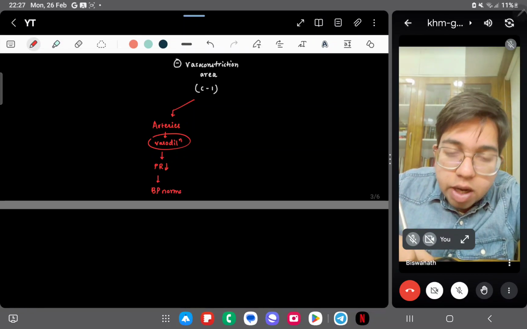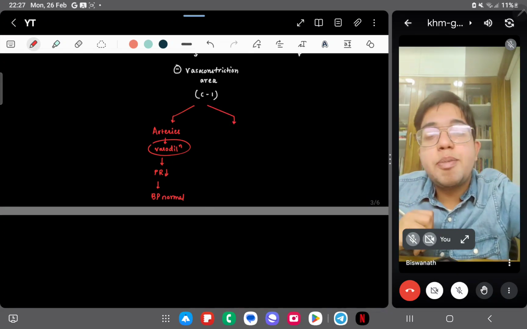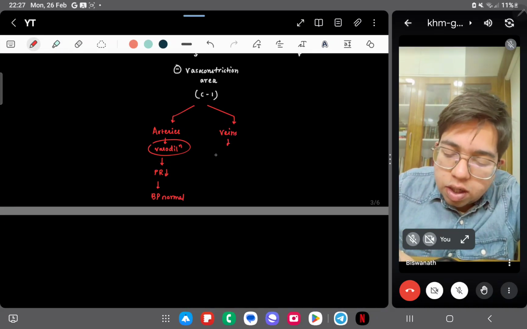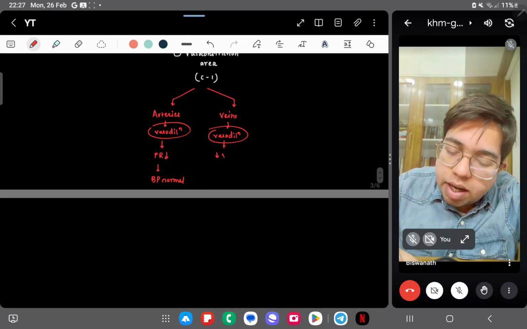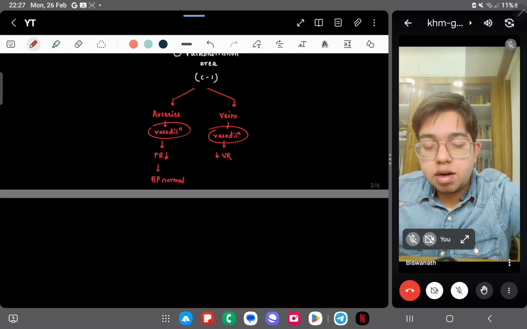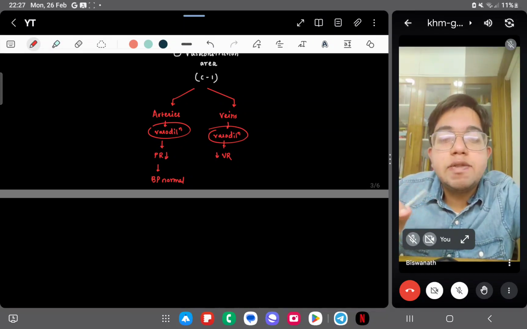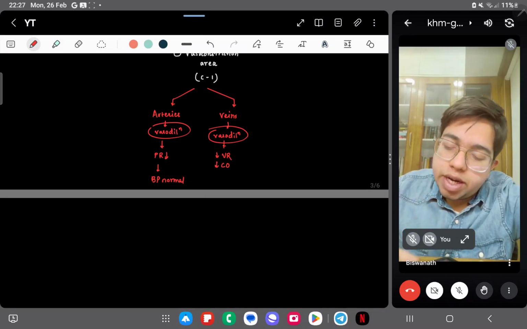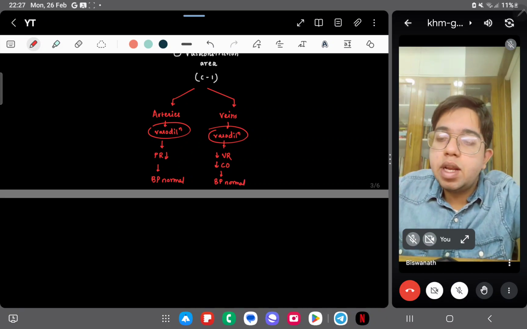BP goes to normal. Another thing, the vasoconstriction area has the property of acting both on arteries as well as veins. So it will cause vasodilation of veins also. If the veins are vasodilated, there will be decreased venous return, and if there is decreased venous return, the cardiac output will decrease. If the cardiac output decreases, the BP will start decreasing.